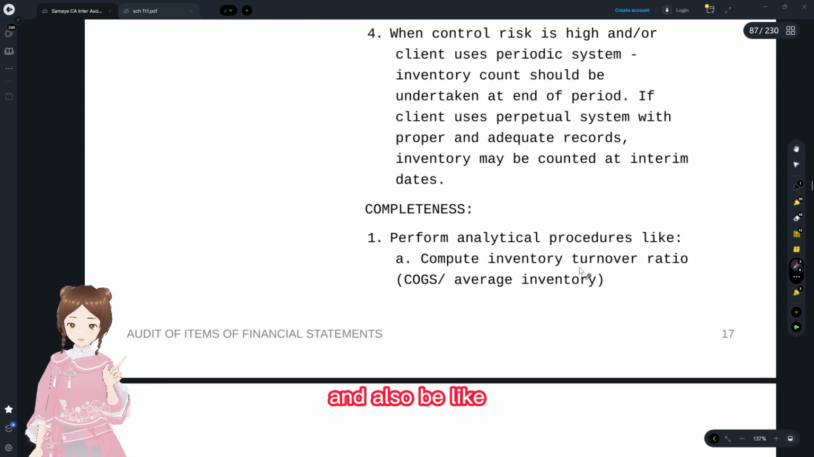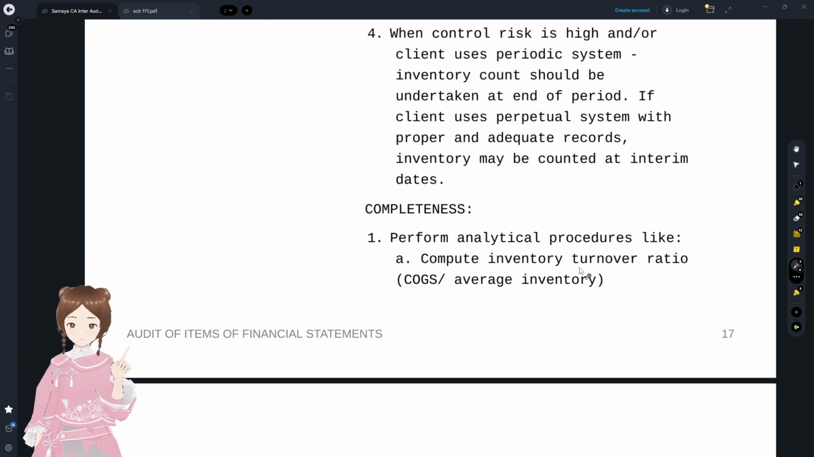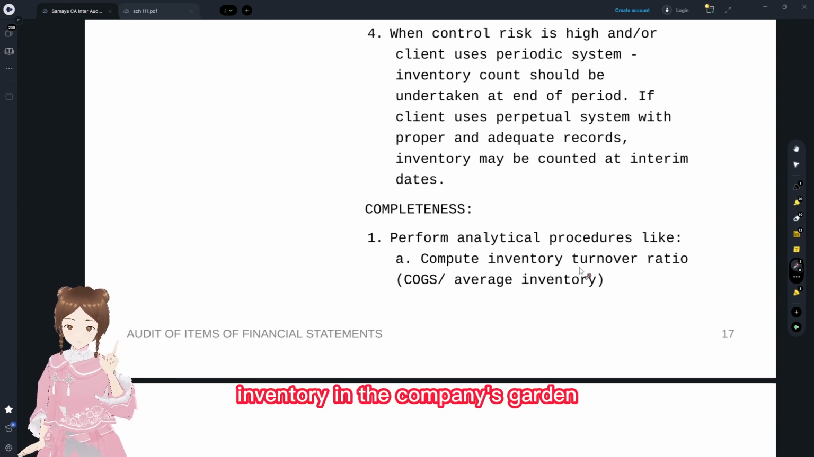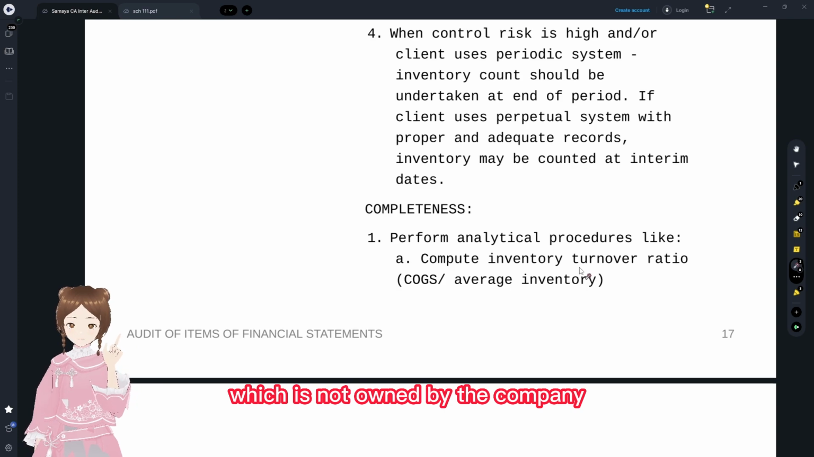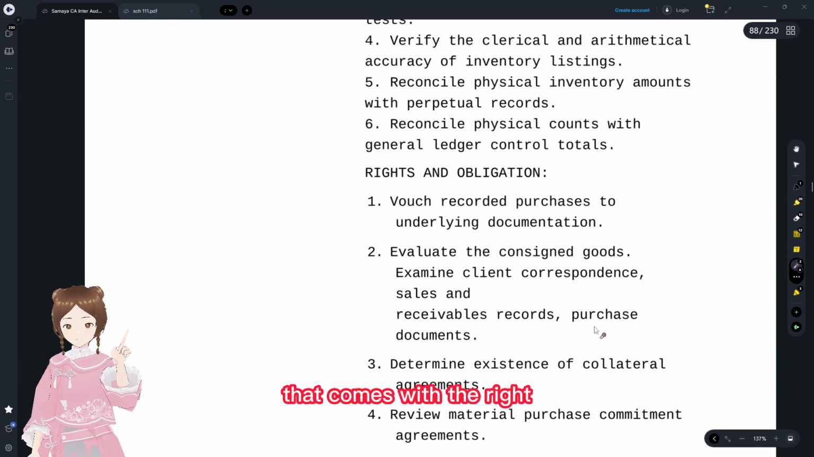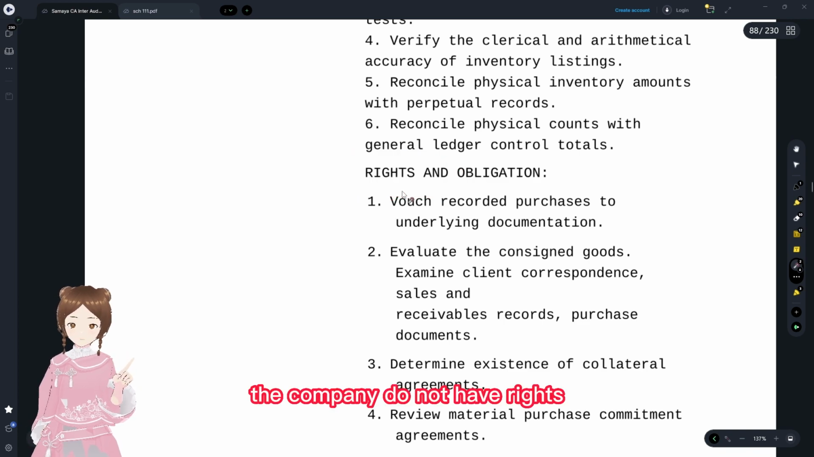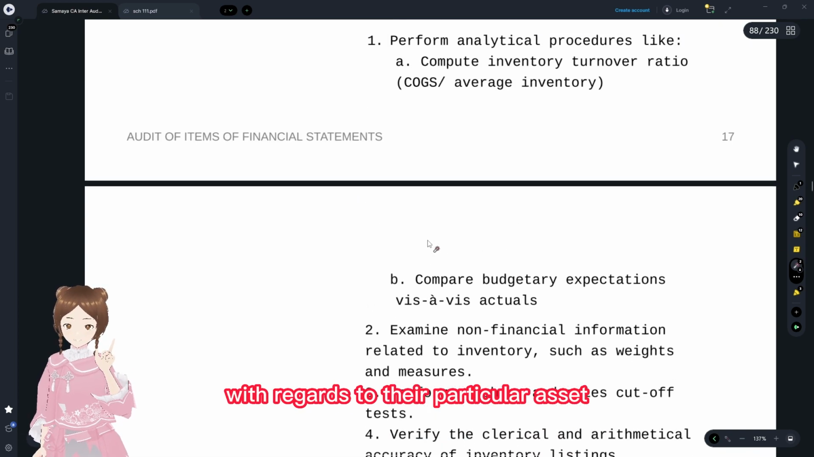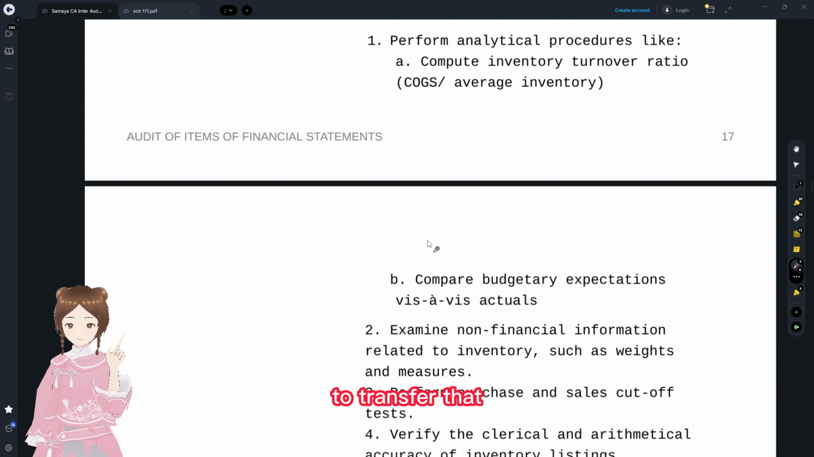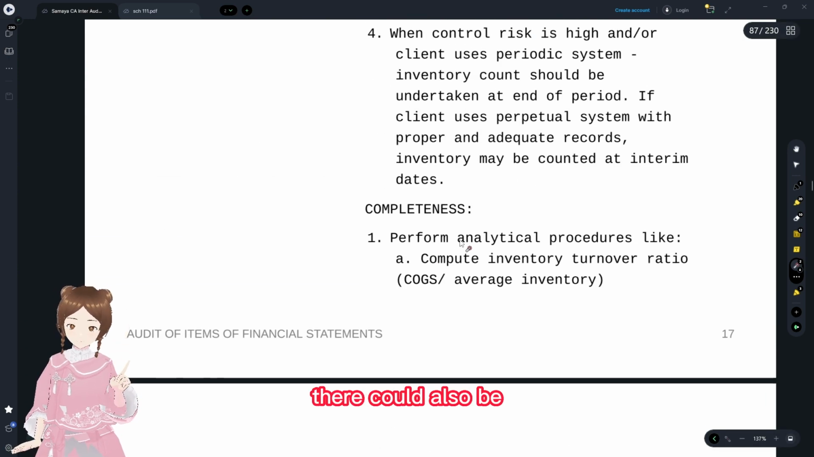And there could also be inventory in the company's godown which is not owned by the company. That comes with the rights and obligations, right? The company does not have rights with regards to that particular asset. They only have an obligation to transfer that. So that could also come up there.